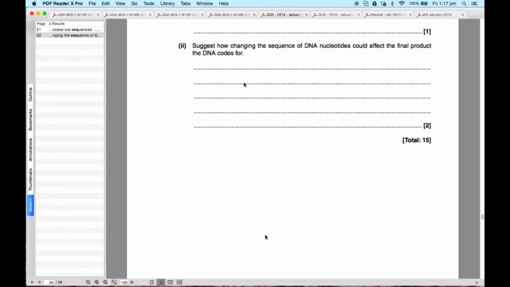OCR now. Suggest how changing the sequence of DNA nucleotides could affect the final product that DNA codes for. Bing, first thing that goes off in my head when I see this, the final product that DNA codes for. Why haven't they said protein or polypeptide here? Because they want you to use it in the answer. If you ever get a question where they bend over backwards to not use something that should be in the question, that will get you a mark in the answer.